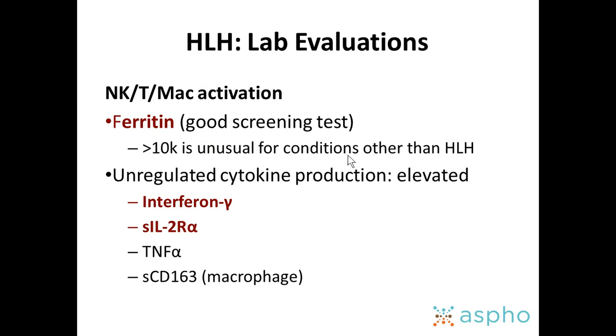Ferritin's an okay screening test. Over 10,000, you need to scratch your head and look for other things. But there are better cytokines; we just have to wait for them to come back from Cincinnati. So soluble IL-2, soluble CD163. Interferon gamma itself isn't a great cytokine, but there are some responsive elements like CXCL9, 10, 11 that will probably come into clinical use before too long. The reason interferon gamma is not great is that even though it's made, it's mostly in the tissues, and not much of it is in the peripheral blood.